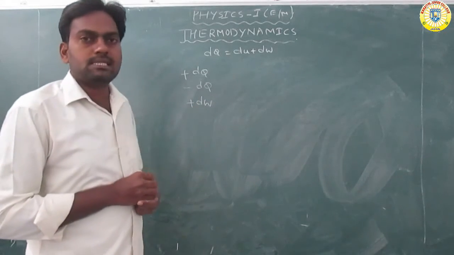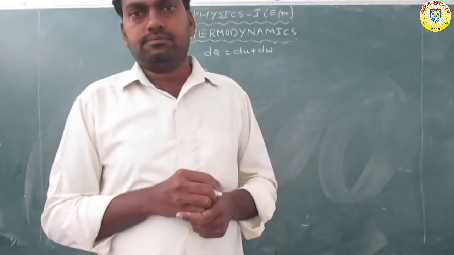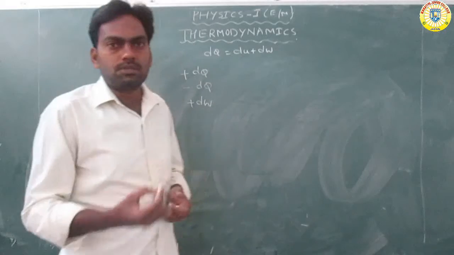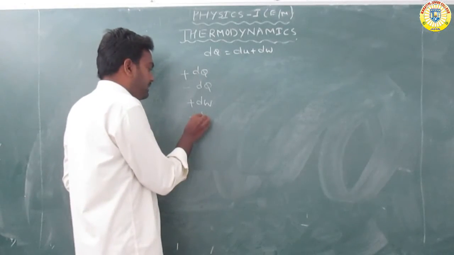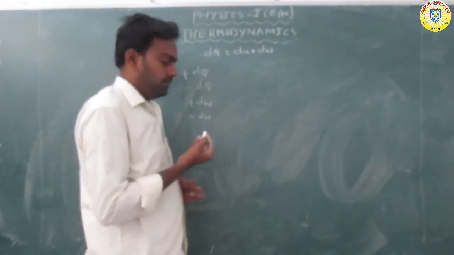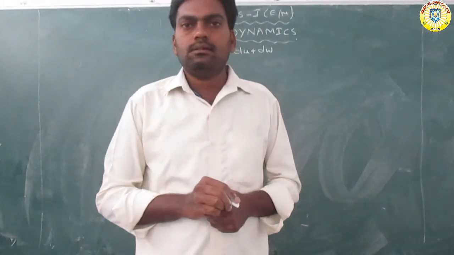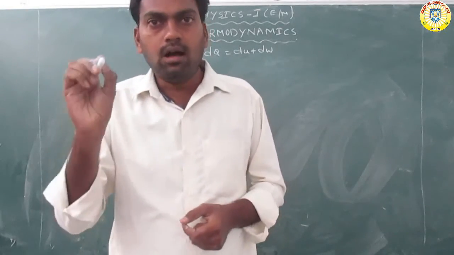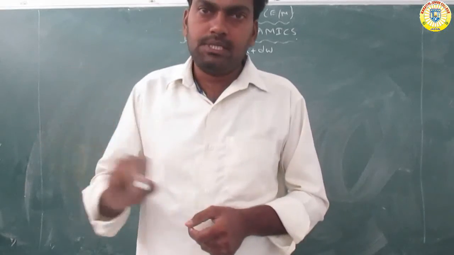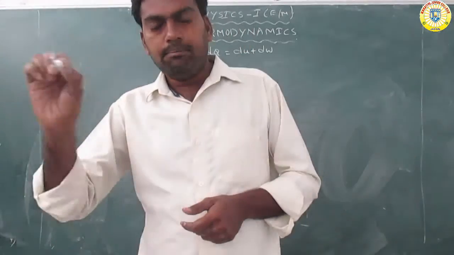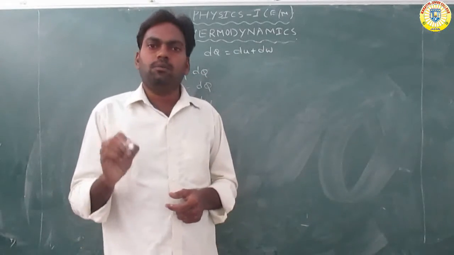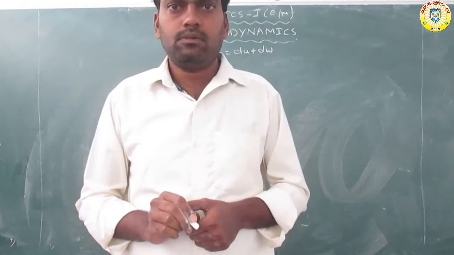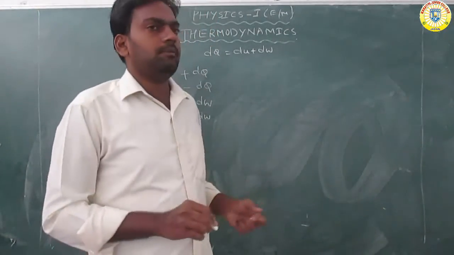Plus dw means the work done by the system, and minus dw is the negative work done. Negative work done means work done on the system. That means work done by the system and work done on the system are both taken into account. Okay, good. So these are the fundamentals.